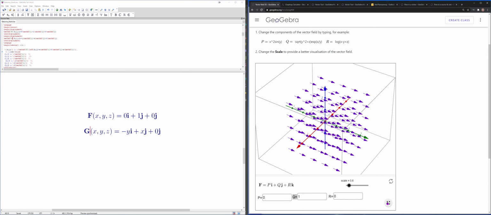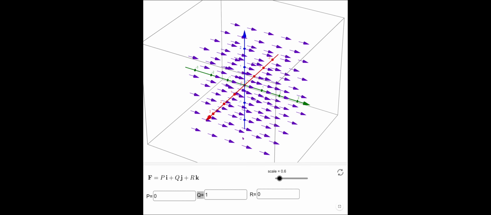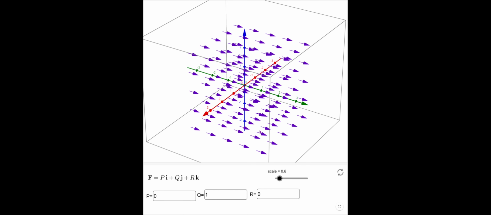All right, let me zoom in in case you didn't see it well previously. So this is the constant vector field, the first vector field, where your vectors are just in the y direction. As I said, you could think of this as fluid flow in three-dimensional space, where your fluid is just moving in the y direction, in the direction of this green line here.